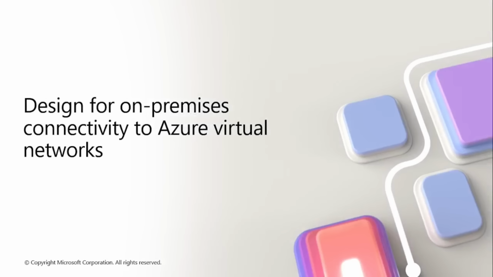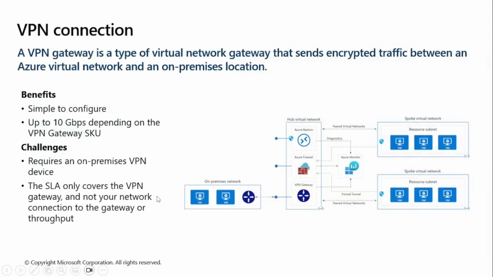Now coming over to designing a solution for connectivity with on-prem using Azure Virtual Network. So let's see what we have. So first one, what we have is a VPN service. So VPN gateway is again a managed service from Microsoft, which allows you to connect to your on-premise using a public network. So how does that work? Let's go ahead and see.